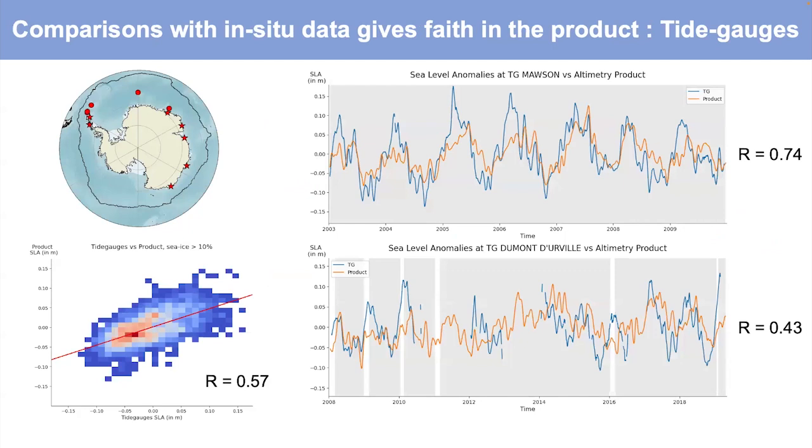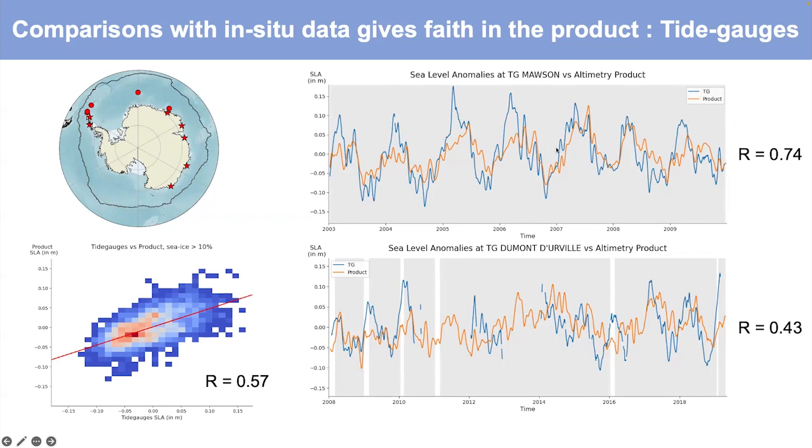And lastly, our last way of validating the product is to compare it to in situ observations. And so we have 2 sources of in situ observations. So tide gauges. Here you have the location of the tide gauges we use. They are the stars on the map. I actually couldn't find any in the Bellingshausen and Amundsen, but maybe I didn't look enough. And so we compare here what the product says in orange with one in situ observation in blue.